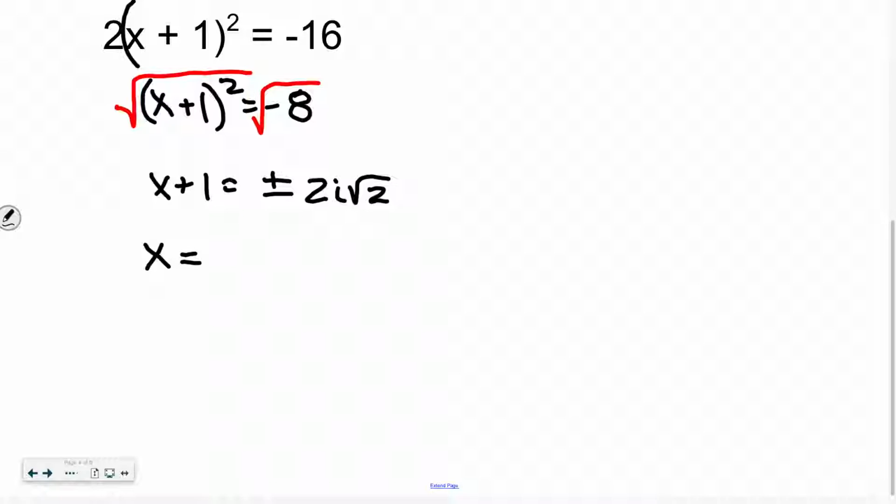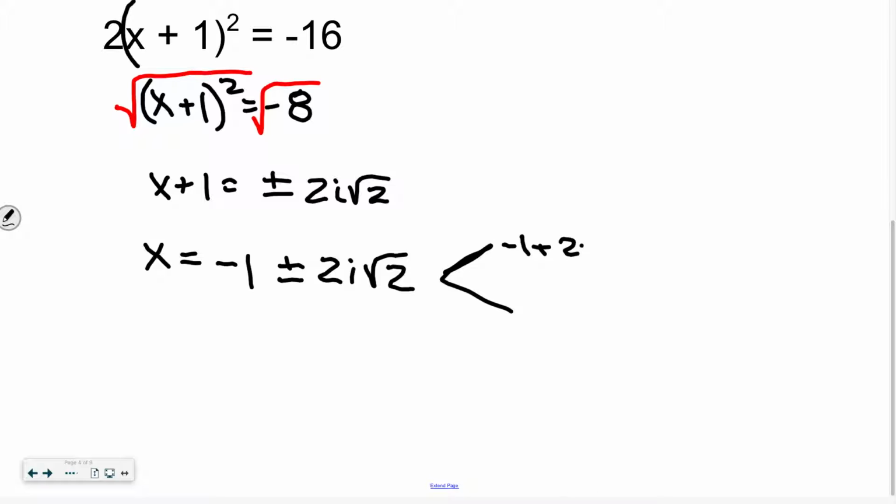Okay, so x equals, I'm going to put -1 in front, plus or minus 2i square root 2. How many answers are there? There's 2, right? One of the solutions is -1 plus 2i square root 2, and the other solution is -1 minus 2i square root 2. On our assignment, you don't have to write them out separately. I'm just trying to make a point.